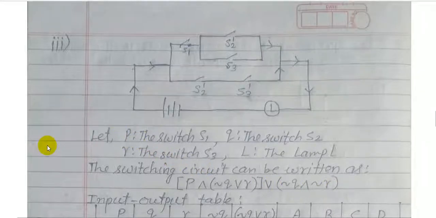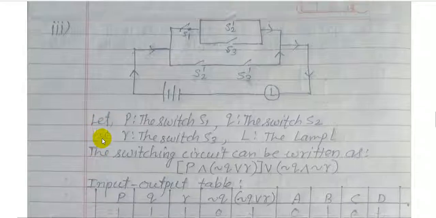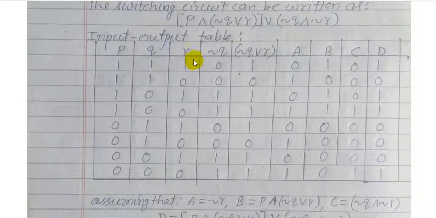After that we write the switching table, the input output table. For the switching table there are three different statements P, Q, R. So first we write the main or basic terms P, Q, R. For P, Q, R: four times 1, four times 0, then double 1, double 0, double 1, double 0, then 1, 0, 1, 0, 1, 0, 1, 0. For negation Q, we write double 0, double 1, double 0, double 1.